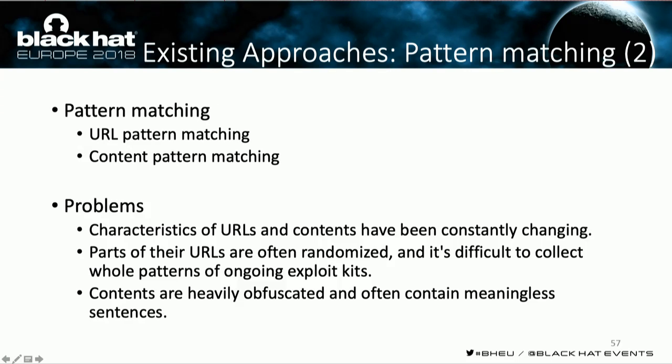Unfortunately, there are some problems in this method. Attackers can change the characteristics of URLs and contents easily. It's because these are not important for exploit kit functions and purposes. Paths and parameters in those URLs are often randomized. Therefore, it's difficult to collect whole patterns of ongoing exploit kits. And attackers also obfuscate contents heavily. Therefore, the pattern matching method is not always successful.